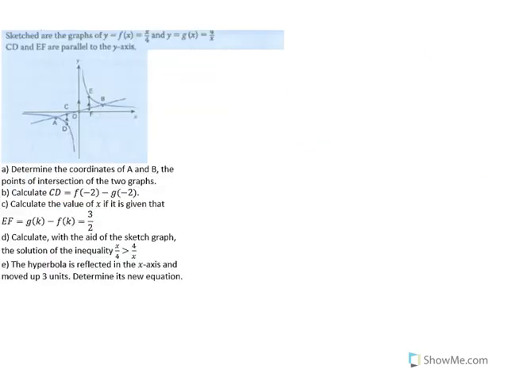Let's look at another example. So the question's chopped off a bit there at the top, but it says sketched are the graphs of y is equal to f of x is equal to x over 4, and y is equal to g of x is equal to 4 over x. So that's what it says over there. Okay, I hope that makes sense.